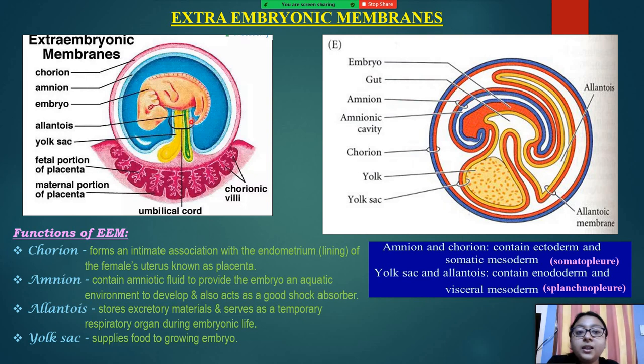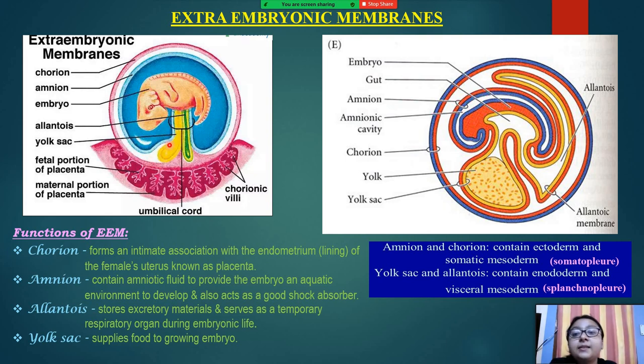So here you see that this is the embryo, and the first membrane that covers the embryo is the amnion. Inside this amnion is the amniotic cavity, which is filled with the amniotic fluid, and it acts as a very good shock absorber for the embryo so that it is protected from the environment. It also gives the embryo an aquatic environment to develop in, and all the nutrients are passed on. Whenever the embryo is excreting, that also comes out into the amniotic fluid.